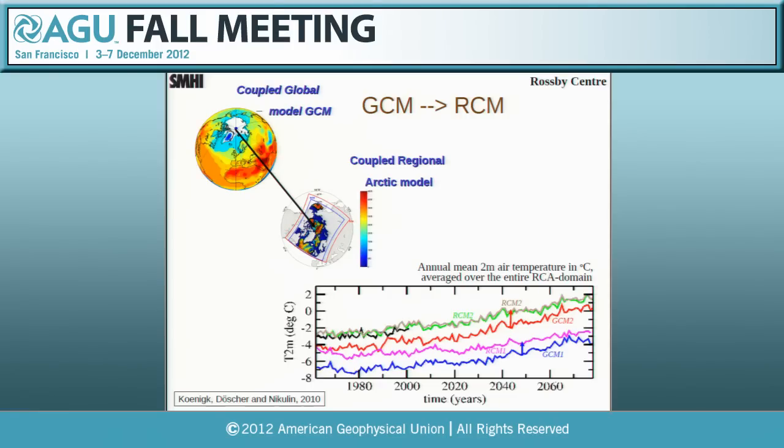Now we are going to downscaling from the GCM to the regional coupled climate model. At the lateral boundaries, we prescribe results from the GCM. In this case, it's two different GCMs. It was from the time before we had our own GCM, so it's two different external GCMs.